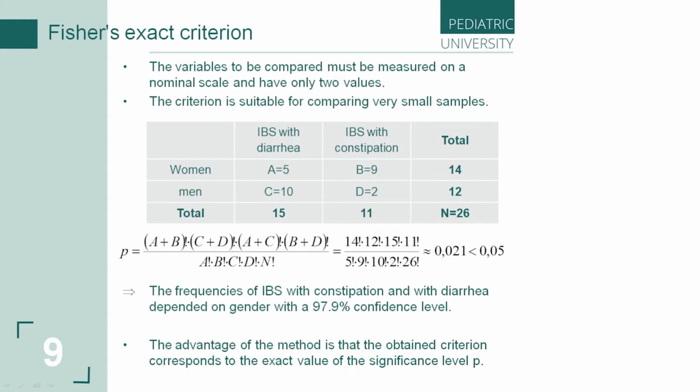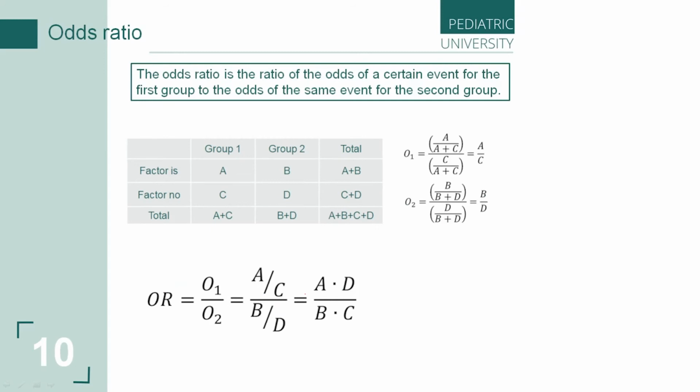In the case of 2x2 contingency table analysis, and when the data are binary, it's highly recommended to calculate an odds ratio or relative risk, depending on the type of study. Let's start with the odds ratio. What is the odds ratio?